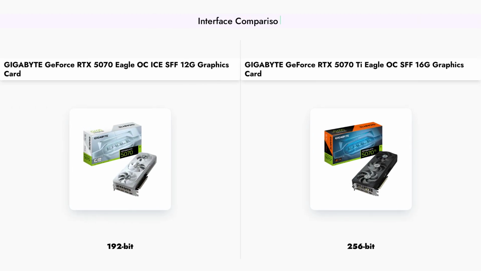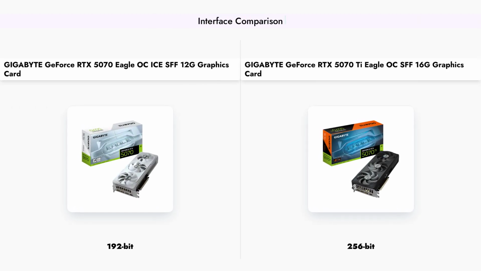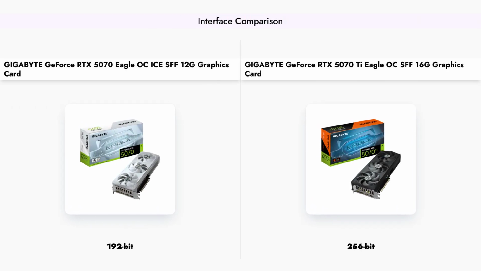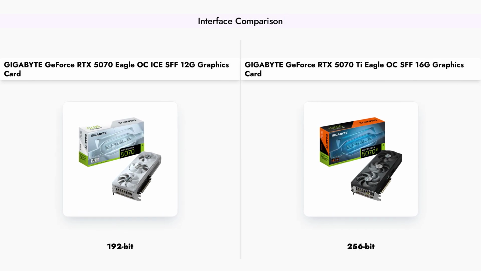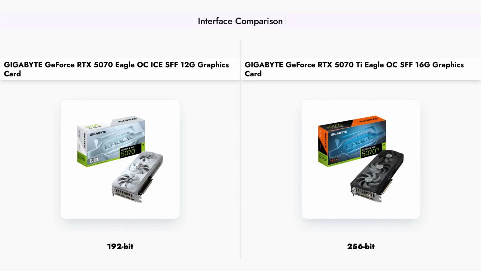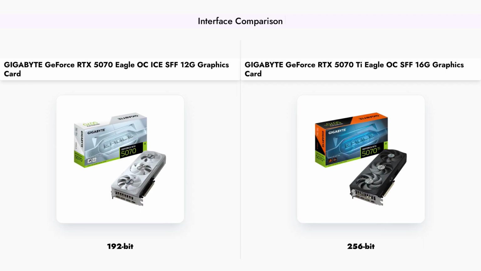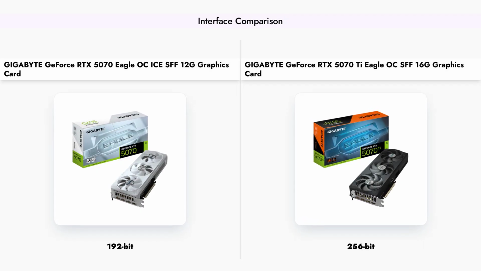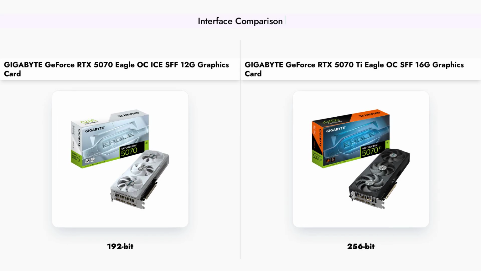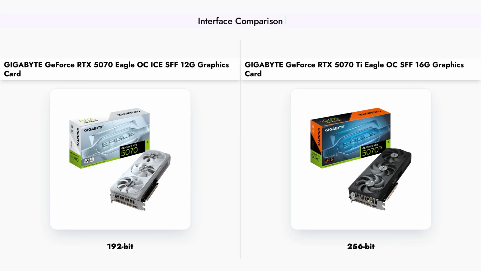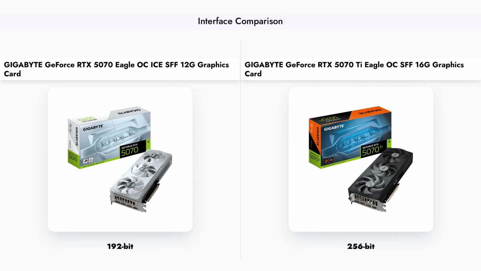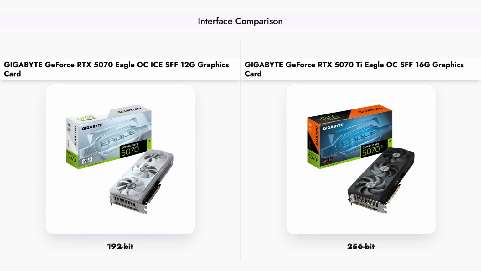When it comes to memory interface, the RTX 5070 features a 192-bit interface, while the RTX 5070 Ti boasts a wider 256-bit interface. This wider bus allows for greater bandwidth, which can lead to improved performance in memory-intensive applications and games. The difference in memory interface is a crucial factor to consider for those looking for optimal performance.